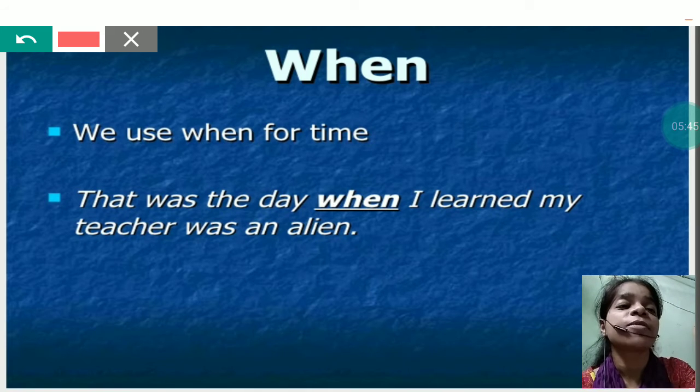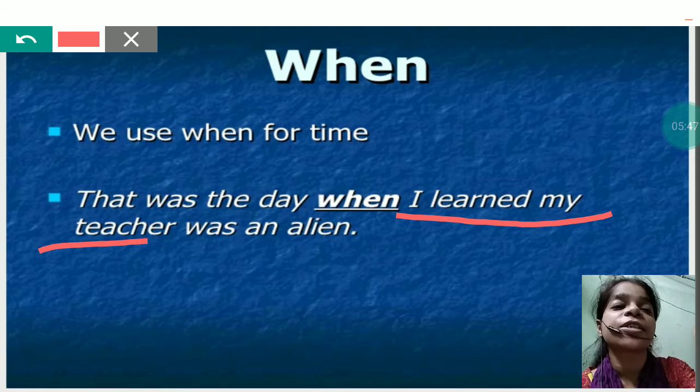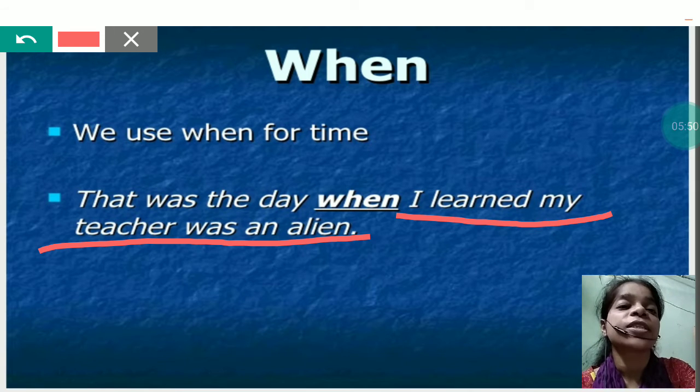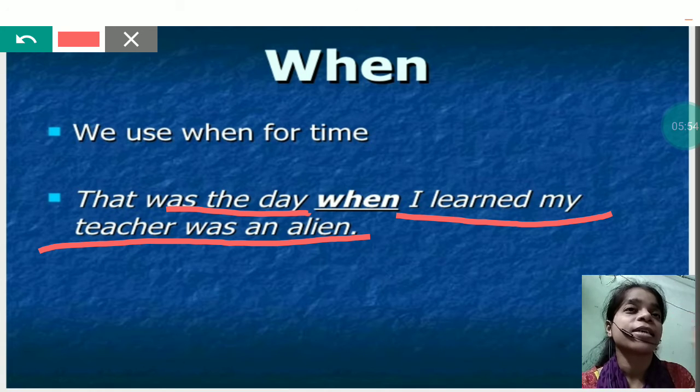Now what is the information? I learned my teacher was an alien. And what's the time? That was the day. It means any particular day, like if you can say on the 15th. So that was the day when I learned my teacher was an alien. In this example, the relation between the information and the time is provided, hence, when is used.